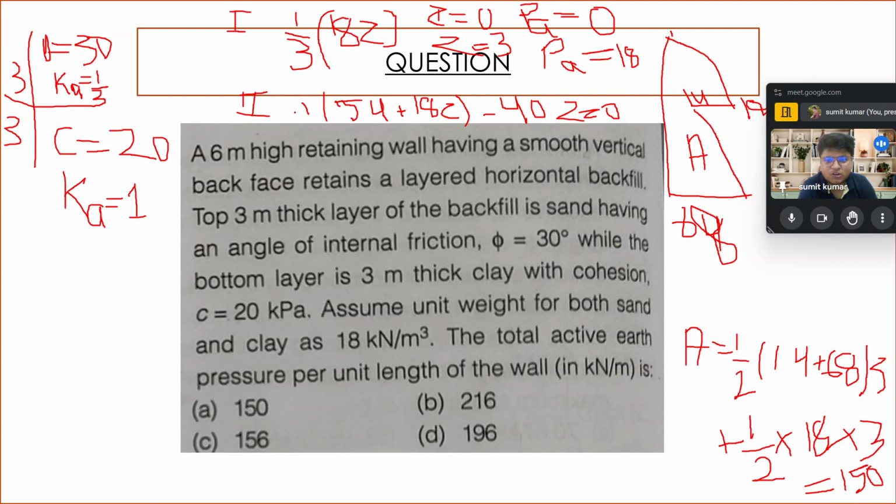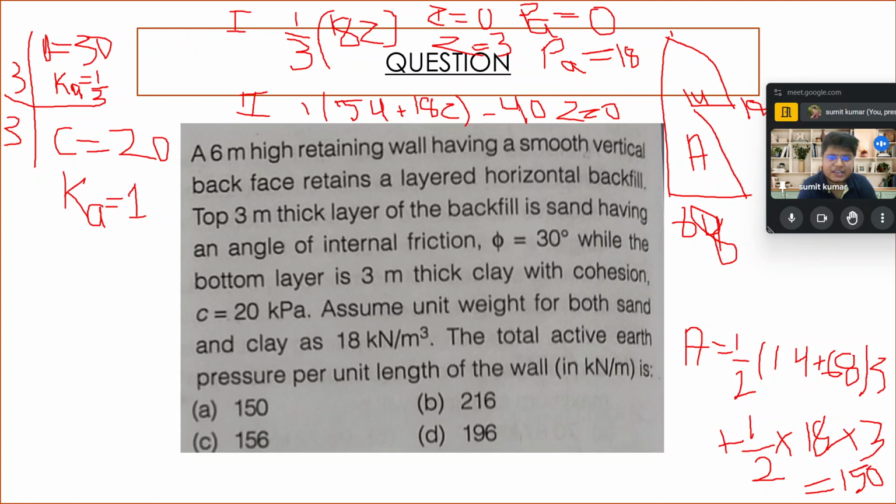So we say k is equal to 1, and in the topmost layer, that is the sandy layer, the value is coming to be 54, that is 18 multiplied by 3, that is 54, plus 18z minus 2c root k. The cohesion is 20, so minus 2 into 20, that is 40. Now when we write z equal to 0 in this equation, this value is going to be 18 into 0, so 54 plus 0 minus 40, that is going to be 14.